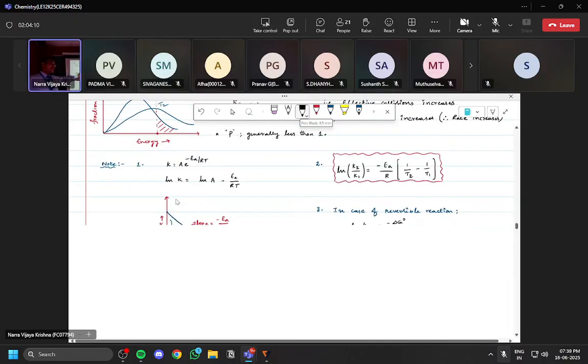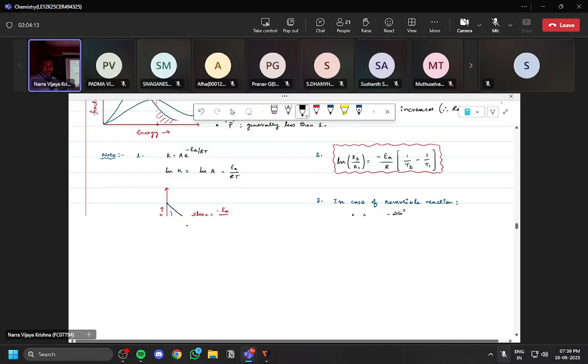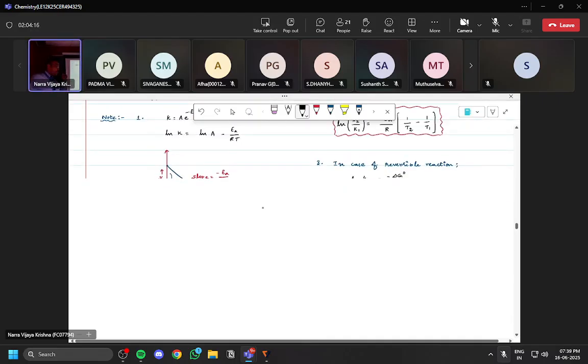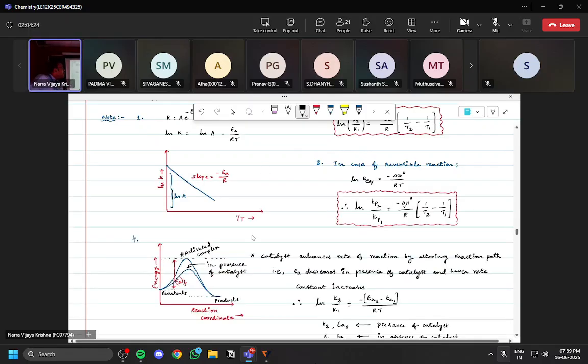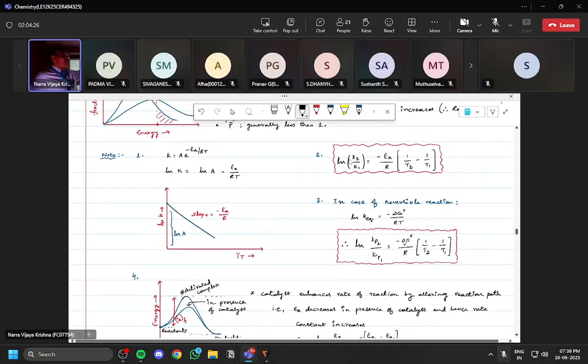Take logarithm on both sides. Again, plot a graph. Same thing or not? Now, at temperature T1, at temperature T2. In case of reversible reactions, equilibrium reactions, we should not write ln K equilibrium equal to minus delta H by RT. We need to write delta G by RT. But when you are taking equilibrium's ratio with respect to temperature, then automatically it converts into delta H by R. Is it clear? Any questions?